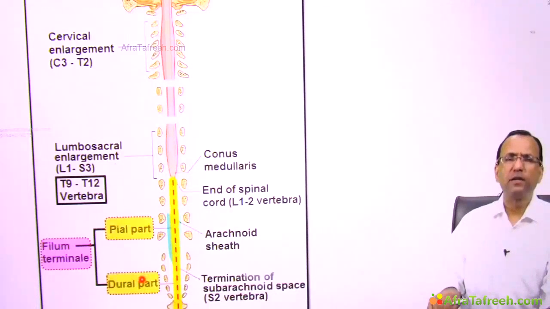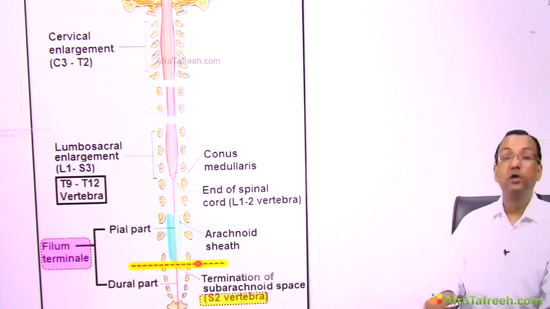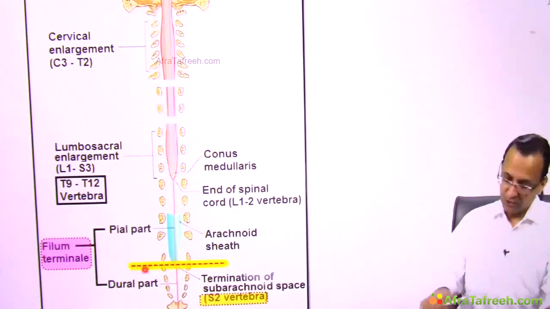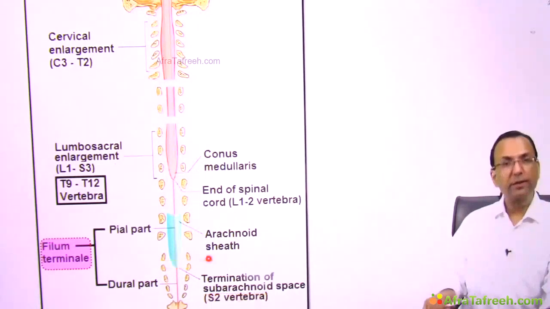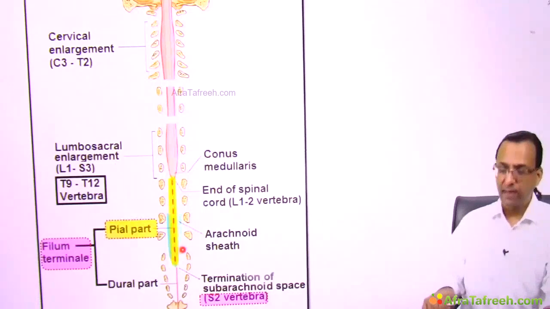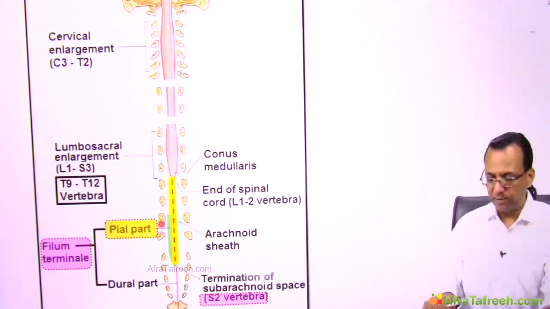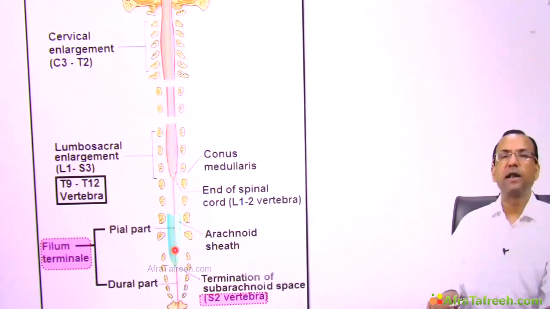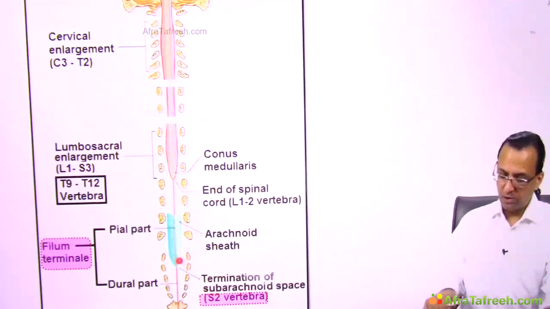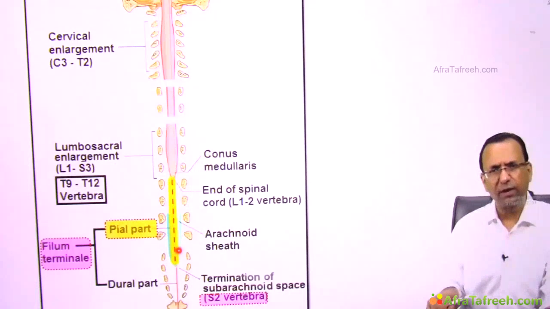How will you decide the boundary line? It is the lower border of the S2 vertebra. That is the demarcation line. Above that is the pial part, which is longer and closely covered by pia mater. Pia mater is adherent to the filum terminale here, so that is why it is called the pial part of the filum terminale.